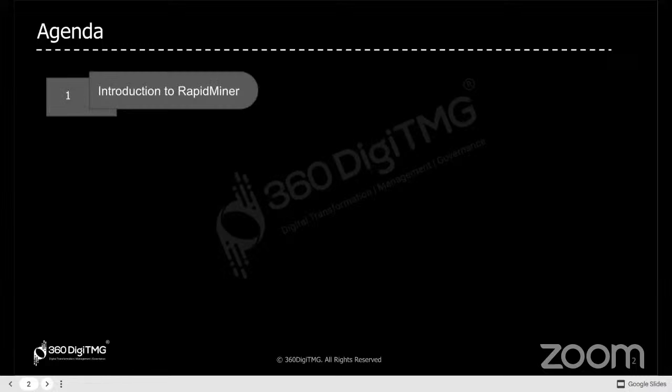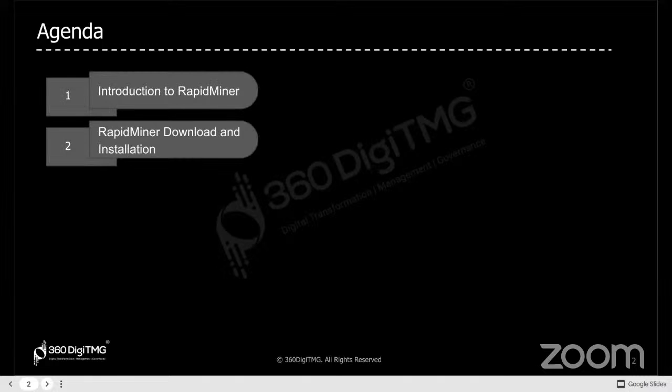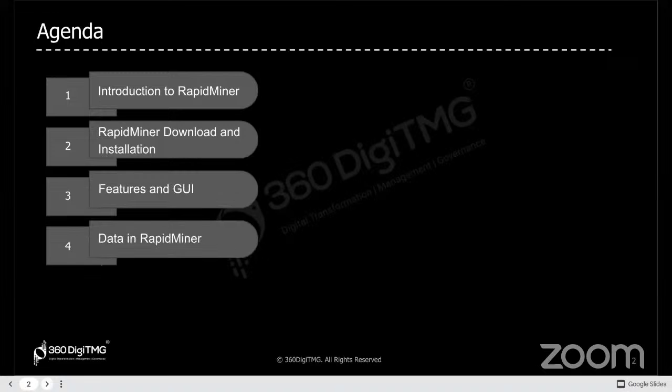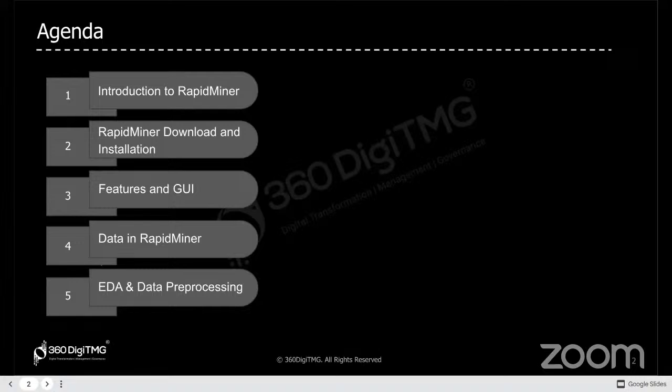In this particular session, we will cover topics like introduction to RapidMiner, how to download the product and how to install it, its features and GUI, the graphical user interface, and also in RapidMiner, how to import the data, and EDA and data pre-processing. All of these things we'll cover in our session.